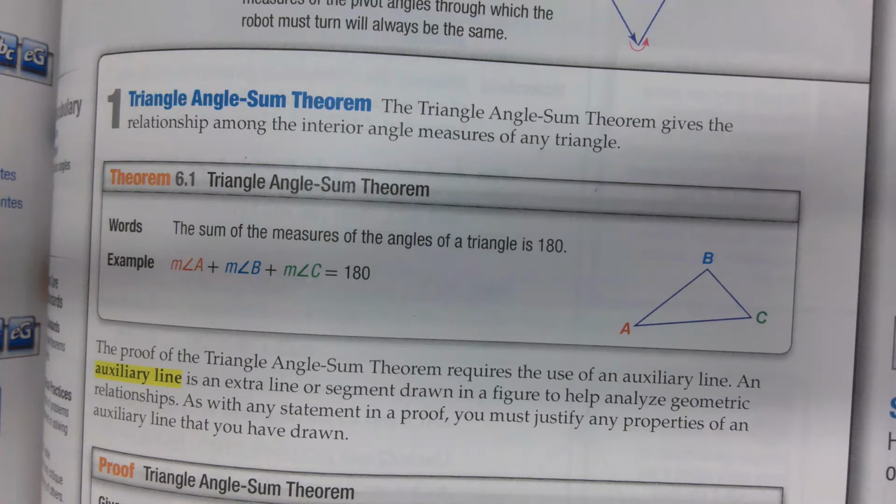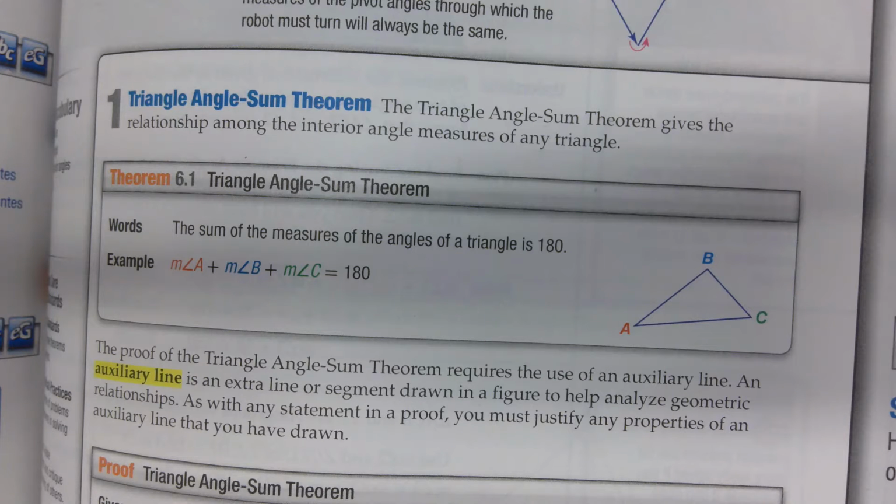So inside of the example right there, you see an M and then an angle sign. What that means is measure of angle A plus measure of angle B plus measure of angle C equals 180. So that's what those little abbreviations mean, and you're going to have to get really accustomed to seeing those also. Anytime you see the little angle sign, that means angle, and M in front of the angle sign means measure of the angle.